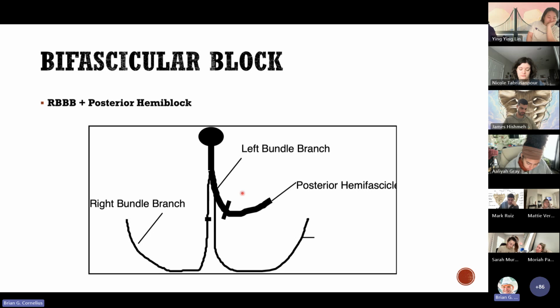So if you have somebody that has a bifascicular block, you can almost think about it like they have two-thirds of their ventricle that's not working appropriately. So whether it's somebody that has a blockade of the entire left bundle branch, or somebody that has a blockade of a portion of the right bundle branch and a portion of the left bundle branch.